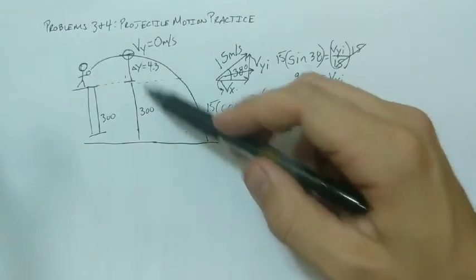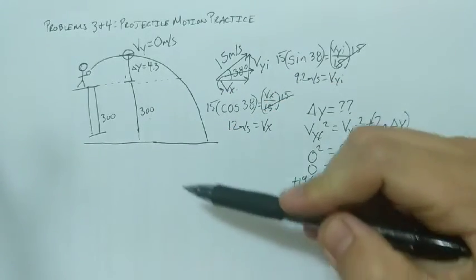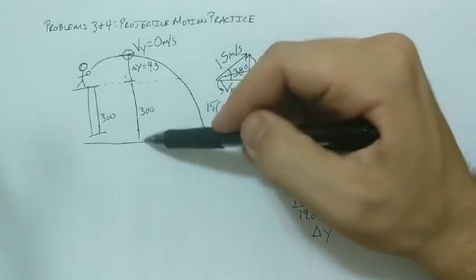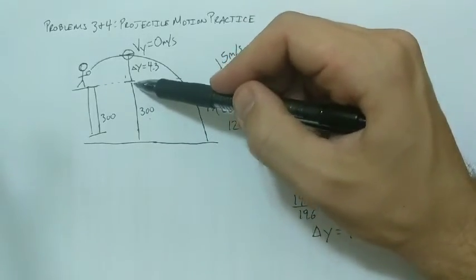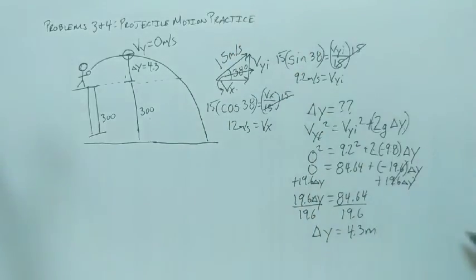But it's also off of a 300-foot cliff. So my total height is 300 for my cliff, plus that 4.3. So my overall delta y is 304.3 meters. And part 3, question 3, is finished.